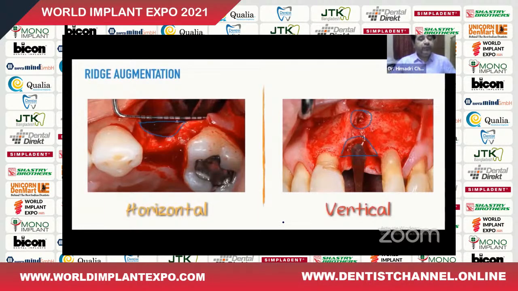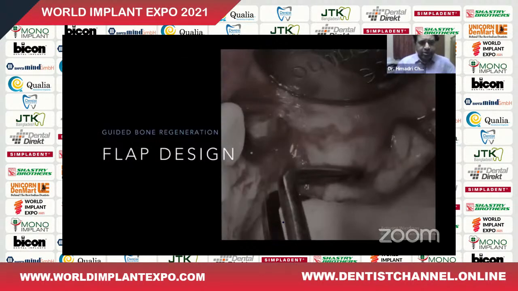So first, we're going to talk about the horizontal bone augmentation, in which I'm going to talk about classical GBR and ridge split, and then a little bit about the vertical, and say why, for this session. So first and foremost thing is the flap design.